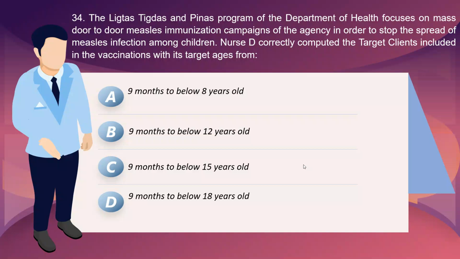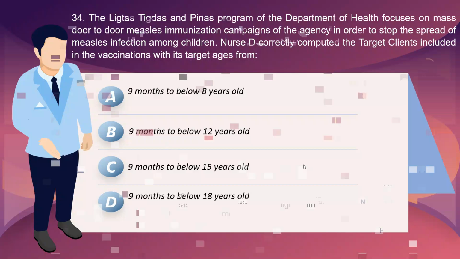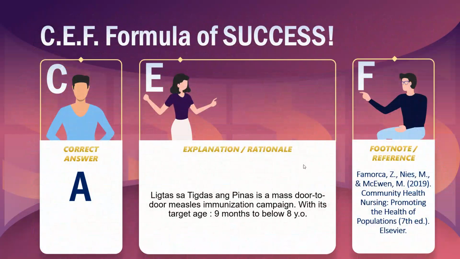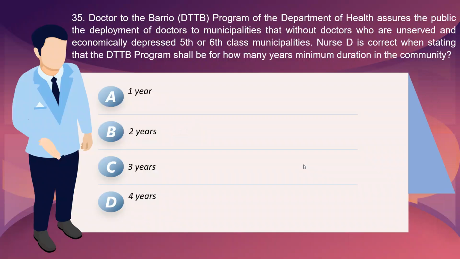Of course, we know that our Expanded Program on Immunization is actually for newborn up until below 8 years old. So the best answer for 34 is letter A. That is letter A, because Ligtas sa Tigdas and ang Pinas is a mass door-to-door measles immunization campaign with its target age of 9 months to below 9 years old, or 8 years old.